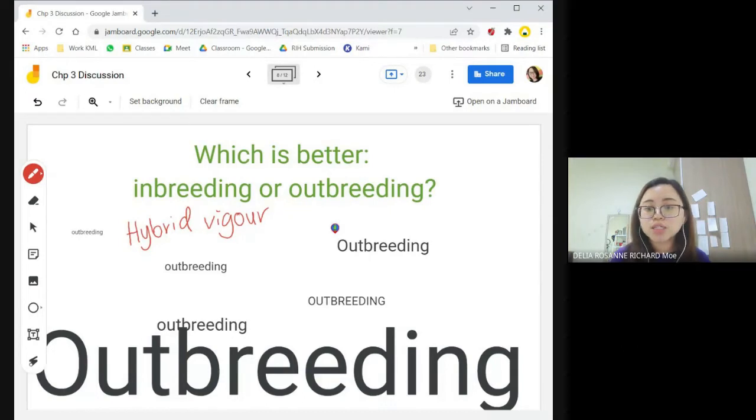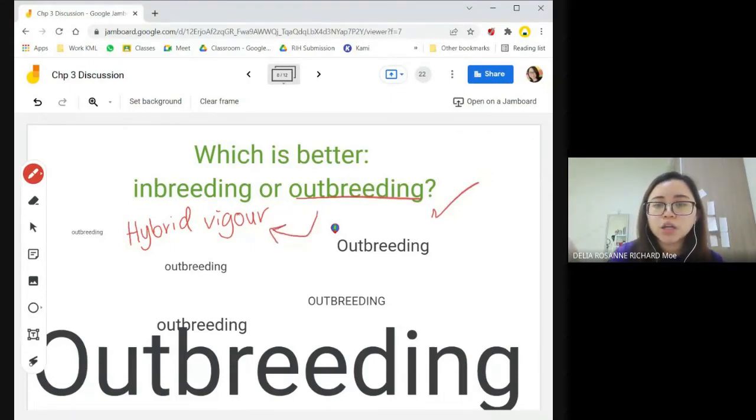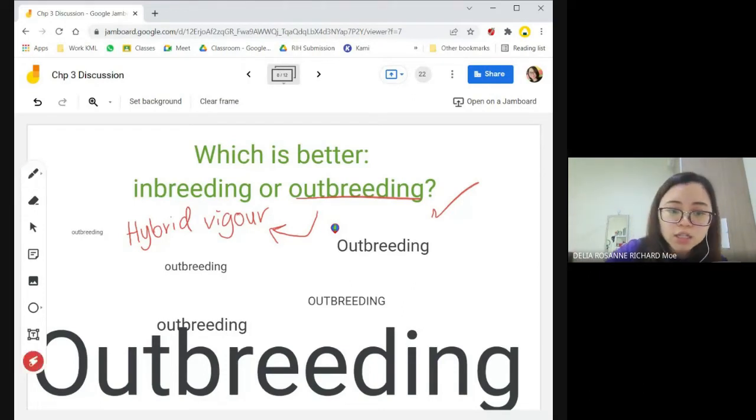Good. So you can see this in plants as well as in animals. Sometimes when we talk about inbreeding and outbreeding, we can use a lot of human, plant, and animal examples, and the results can vary. Most of the time, outbreeding is favored. Most of the time, we feel outbreeding is better because we can have hybrid vigor. But a lot of times, we still do inbreeding.